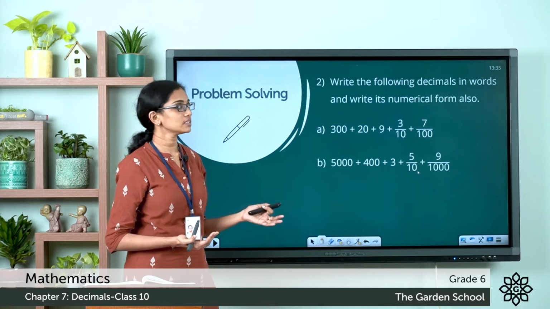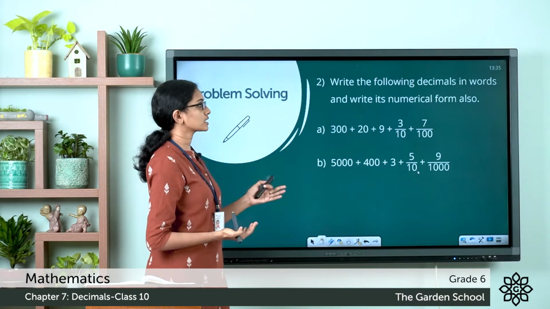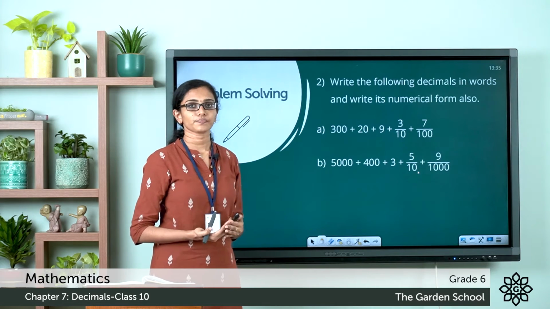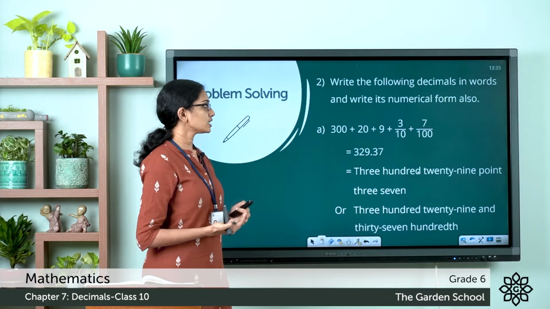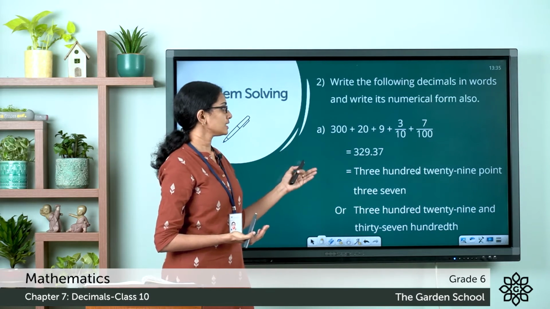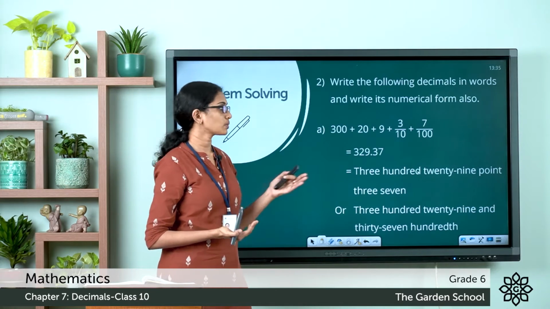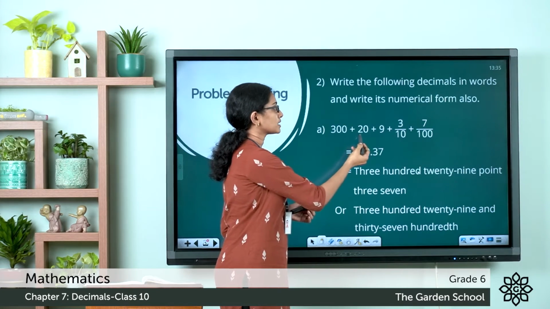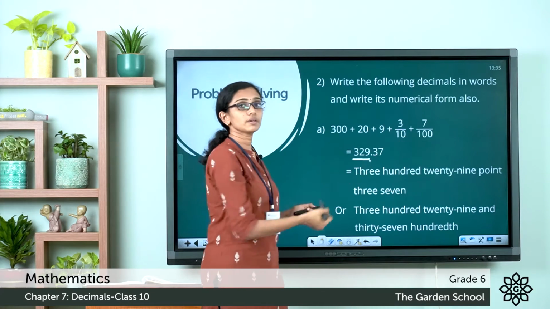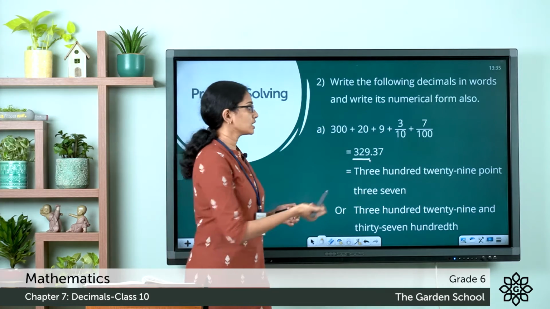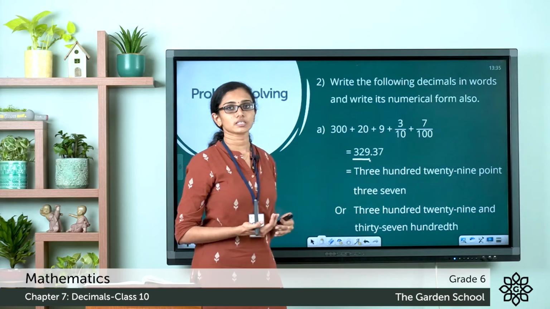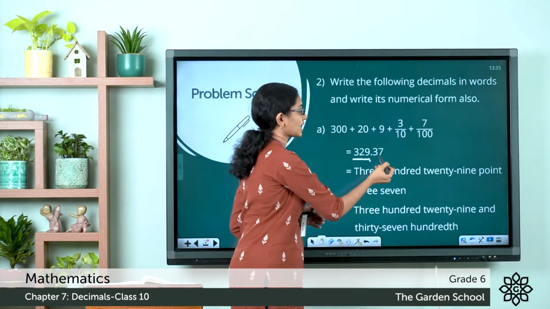Write the following decimals in words and write its numerical form also. Here you are given two expanded forms. Let's see the first one. Here, the place values are given, the expanded form is given, and the corresponding decimal number is equal to this: 300 plus 20 plus 9, which is 329, and then you have the decimal digits, the digits in the decimal part. 3 tenths, which means it is 0.3, then 7 hundredths.